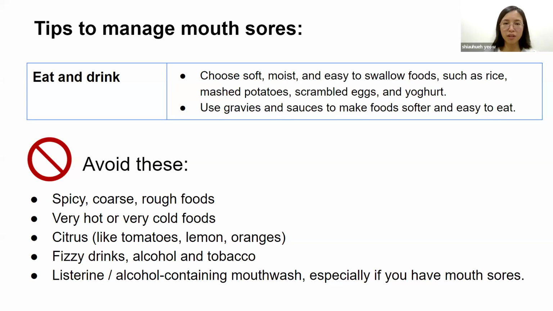So if you are having mouth sore, it is best to avoid items like spicy, coarse, rough food, crispy food, very hot or very cold food, sour food like tomatoes, lemons, oranges, fizzy drinks, carbonated drinks, or alcohol, and smoking. And alcohol-containing mouthwash like Listerine should also be avoided because it can cause irritation to your mouth.